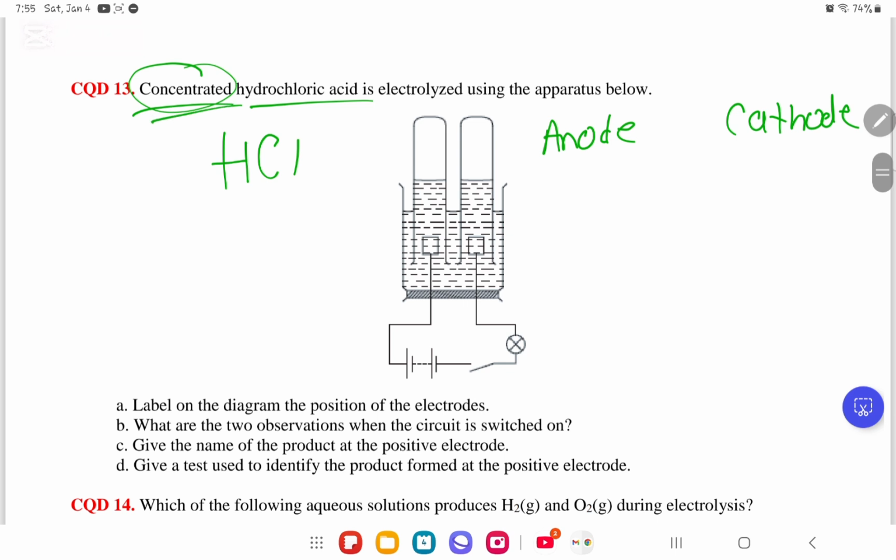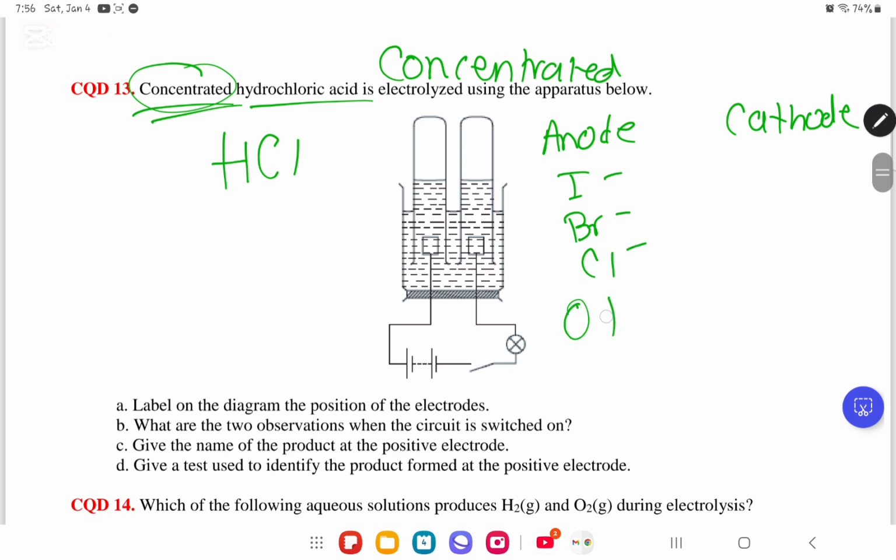If it's molten, it's a whole other story. If it's molten, the anion will go to the anode and the cation will go to the cathode. But if it's concentrated or dilute, this is a different thing. So let us say we are talking about concentrated. At the anode, if we are talking about I-, Br-, or Cl-, these will form. Otherwise, OH- is going to form.